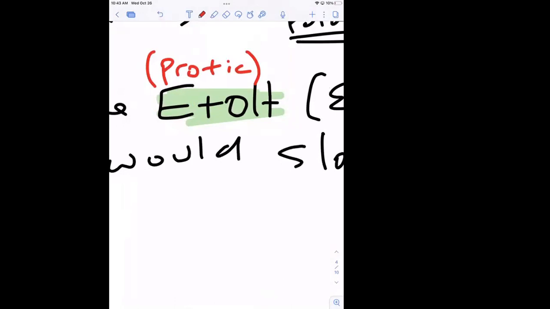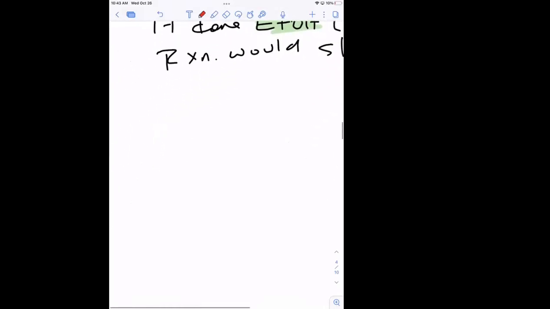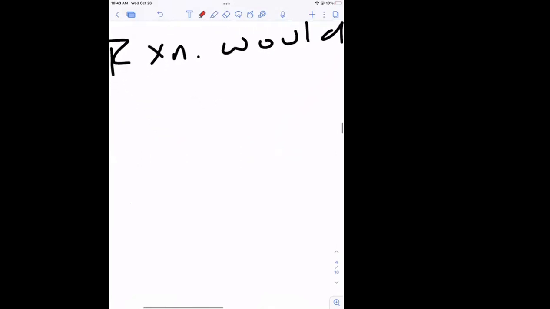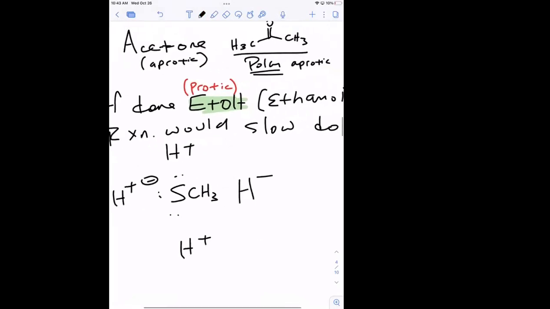So by default, protic means what? It can. So all alcohols are what we call protic. Water is protic. All your acids are protic. They can give up H plus. So if I did this in ethanol, my nucleophile, which is negative, will get surrounded by protons. They basically make a cage around my nucleophile, a trap.